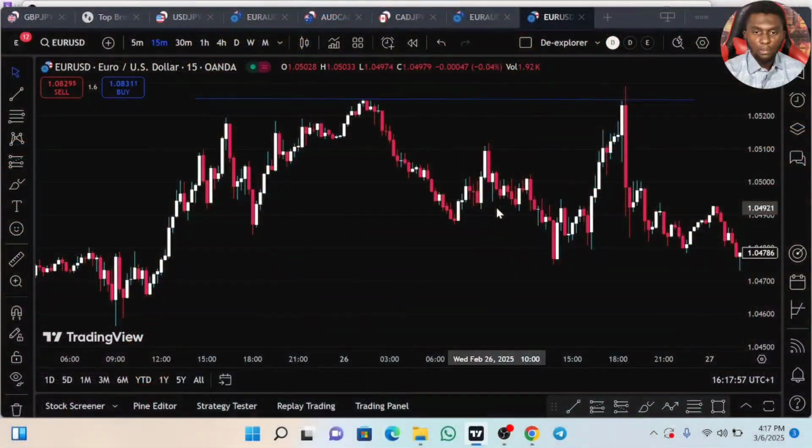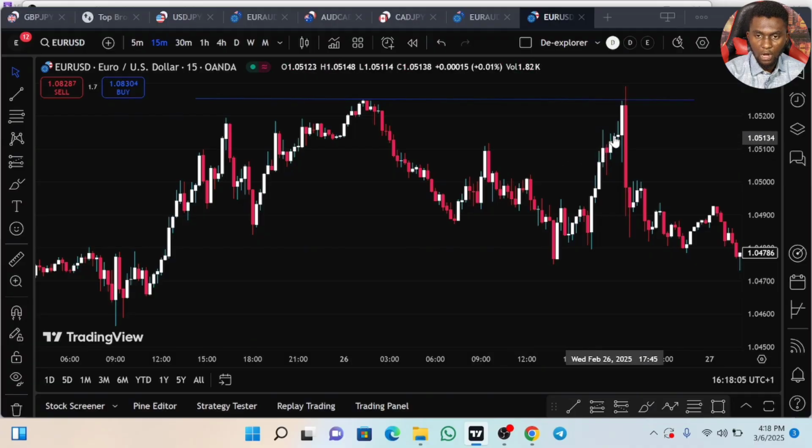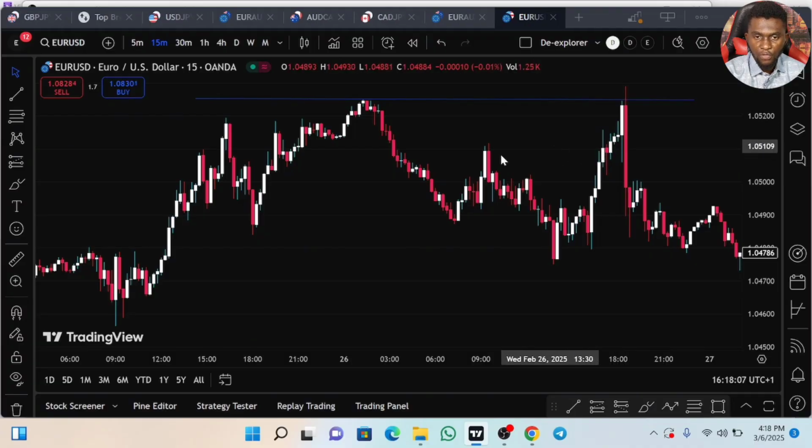So buy-side liquidity is basically a liquidity pool above price where institutions can fill their sell orders using trapped buyers and stop losses from retail traders. Alright, let me take you to my screen and show you an example of buy-side liquidity. Now, buy-side liquidity simply refers to the stop losses of sellers plus buy stop orders of breakout traders. Is that clear? Now look at this.